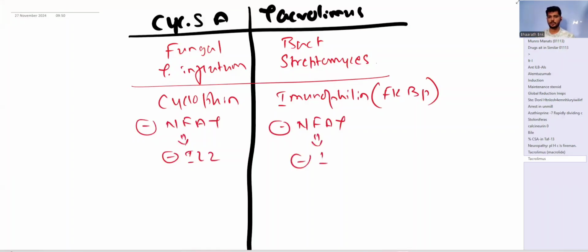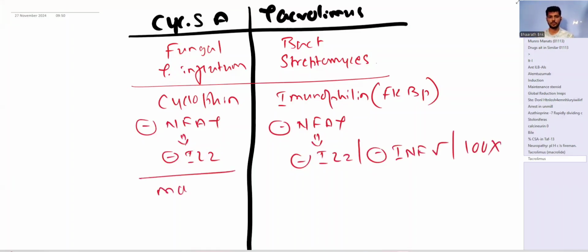Tacrolimus, along with inhibition of interleukin 2, also inhibits the production of interferon gamma, and it is 100 times more potent. So, for this reason, cyclosporin is used only as a maintenance agent, while tacrolimus can be used as a maintenance agent and a rescue agent.